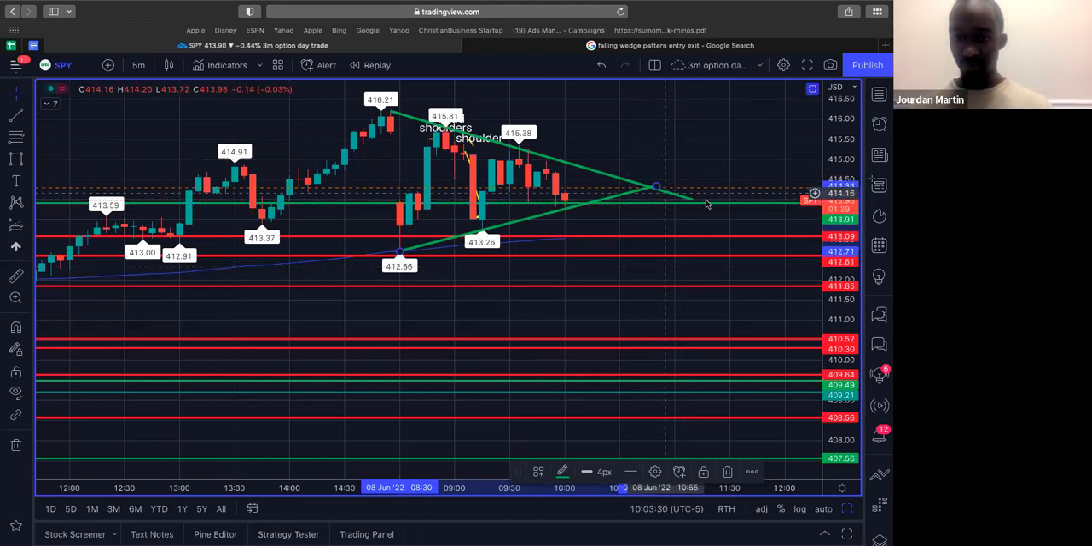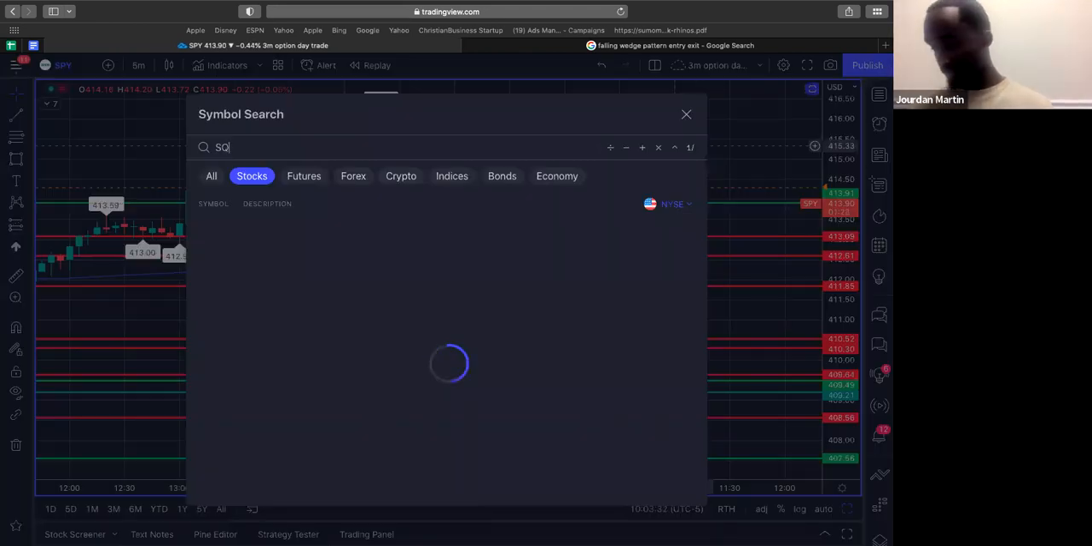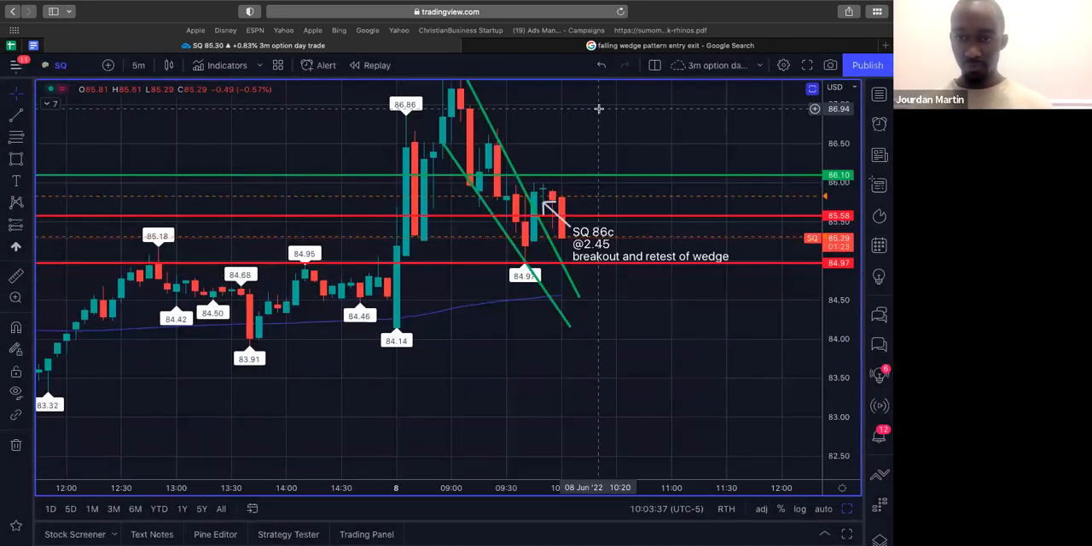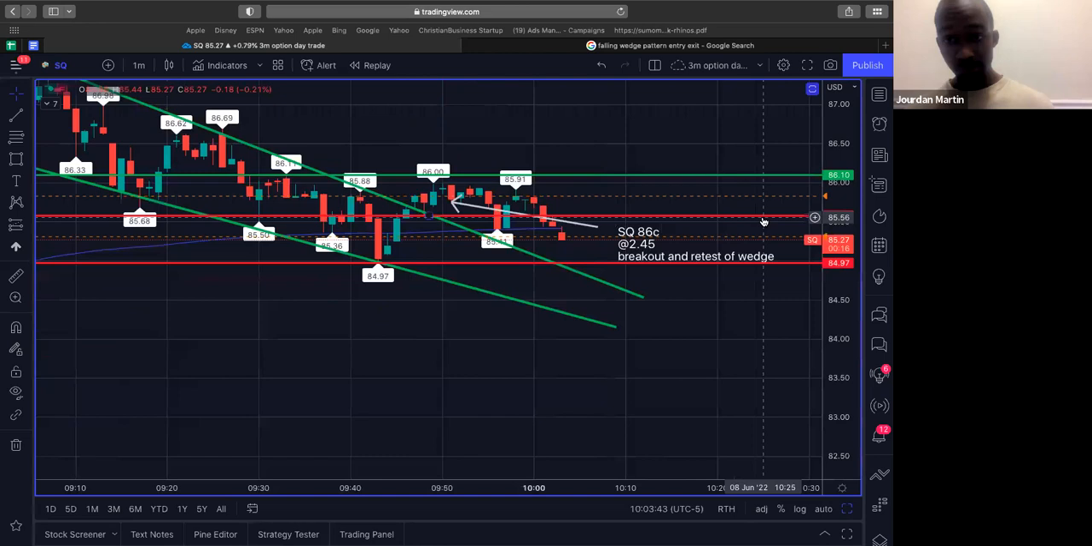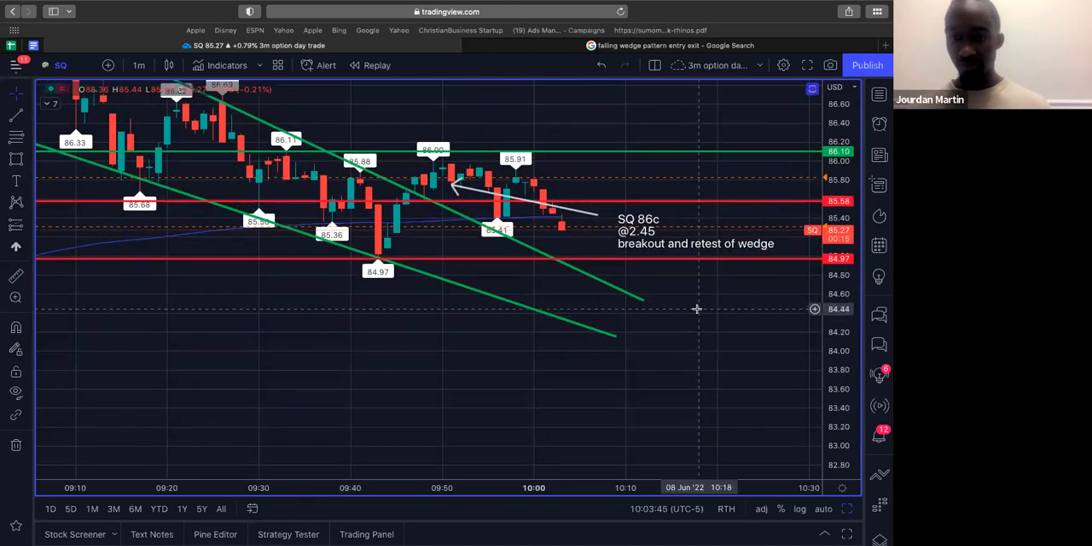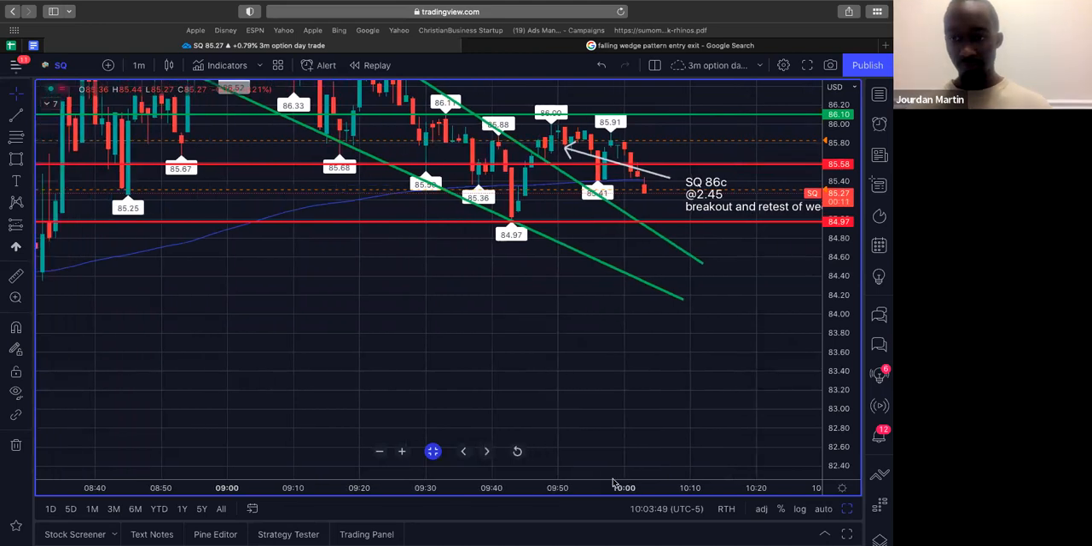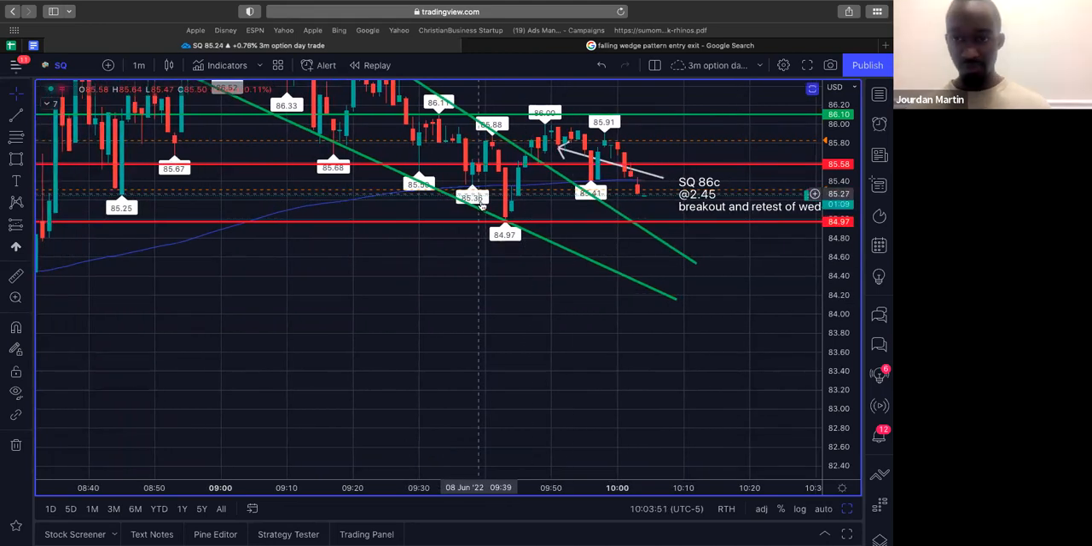Let me go back and look at SQ real quick. Let's see what we got. Yep, my stop loss just hit on SQ. So I'm about to exit once this candle closes. If it closes below this low, I'm gonna go ahead and get out.